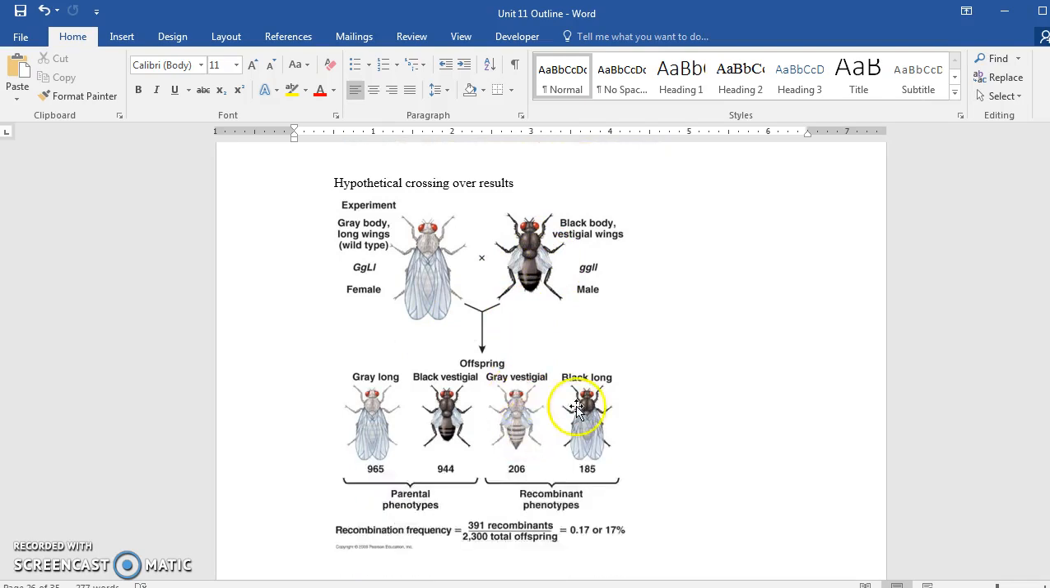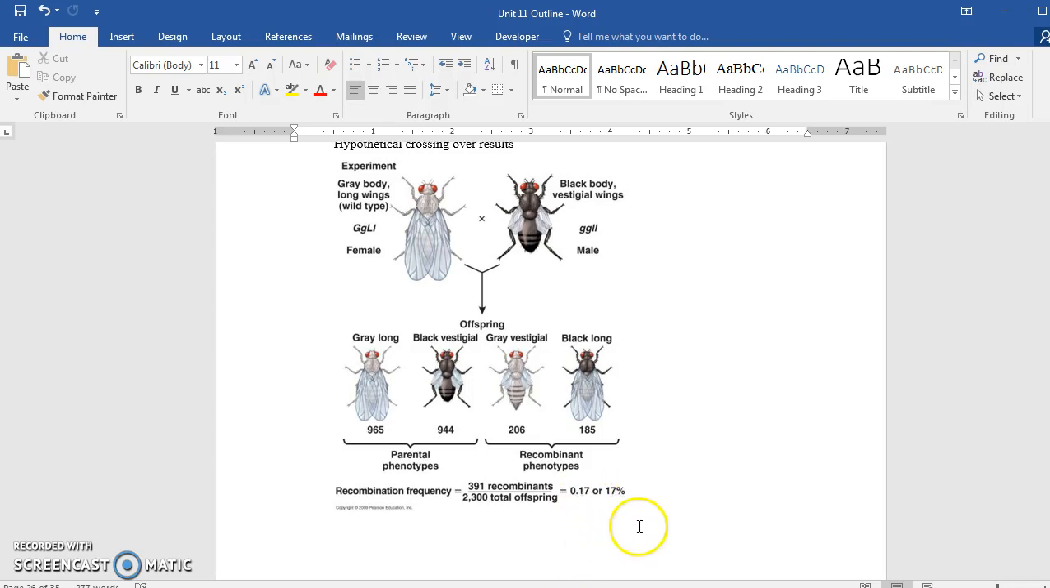When you cross them, you might get some ratios such as this, showing close to 1,000 wild types, 1,000 of the black body vestigial wings, and then you get these recombinant phenotypes in much lower frequency. And what you could do is add the recombinant types and divide those by the total offspring. And here they did it, 391 divided by 2300, and you get 0.17 or 17%. What that percentage means, what that number can be used for, is mapping out. This has been done a great deal with many organisms, whether it's fruit flies or corn or whatever it might be.